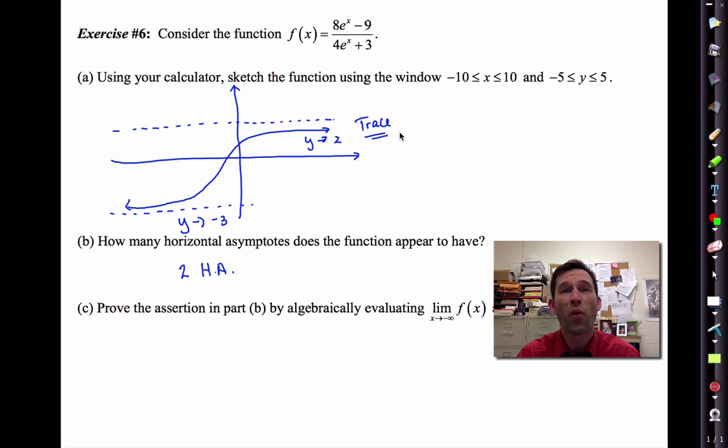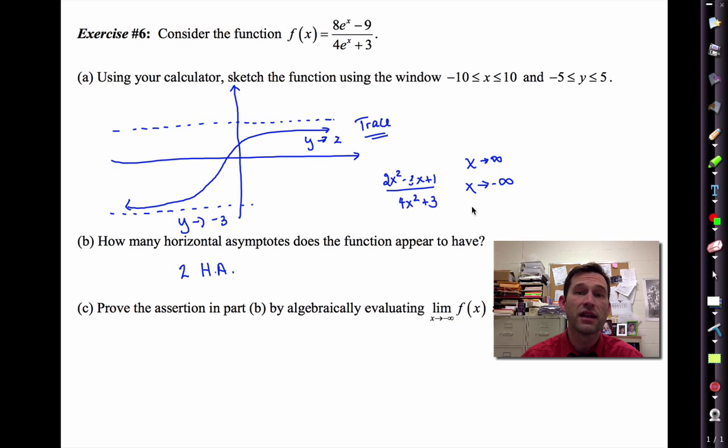All right, but what we want to now do is explore algebraically why this thing has two horizontal asymptotes. Normally when you have a rational function, remember these, like 2x squared minus 3x plus 1, let's say, divided by 4x squared plus 3. If I asked you what the horizontal asymptotes of those were, you would explore it as x went to infinity and as x went to negative infinity.